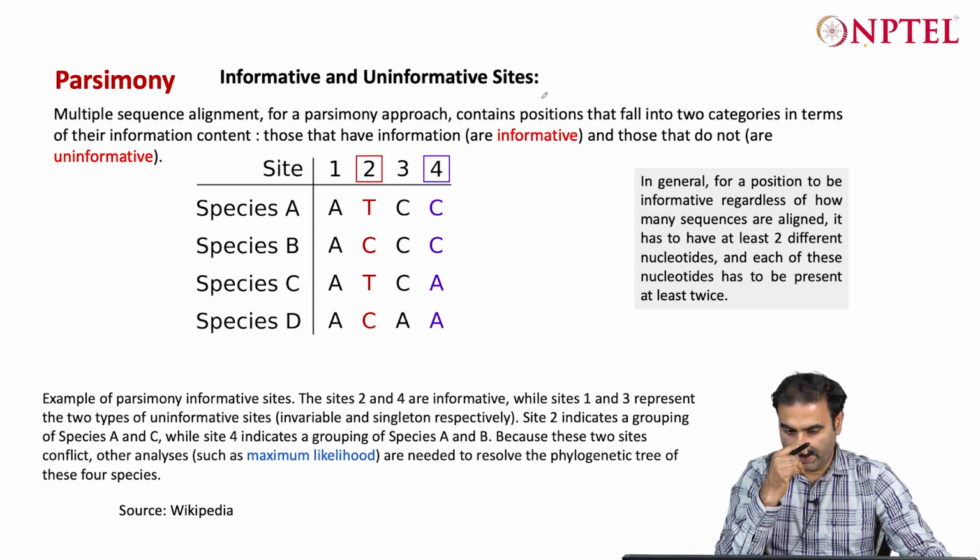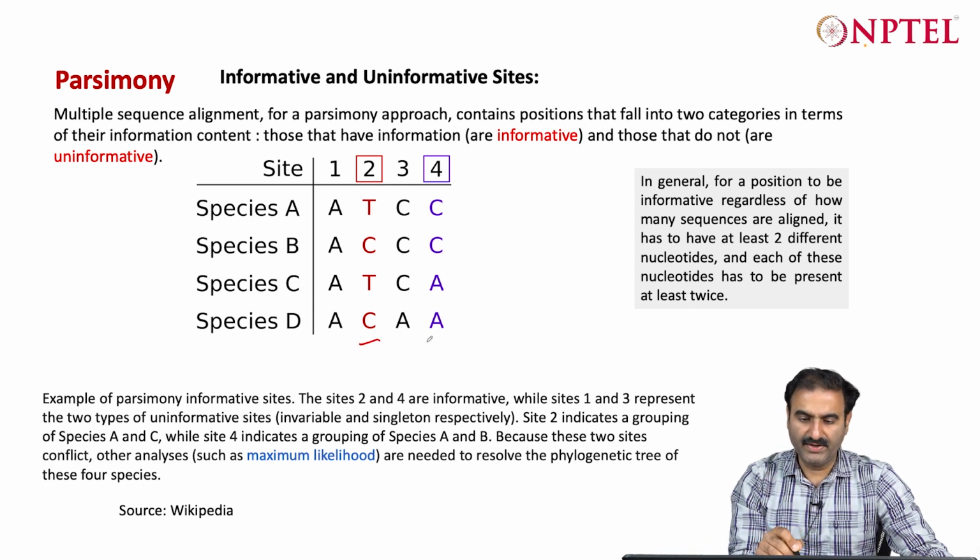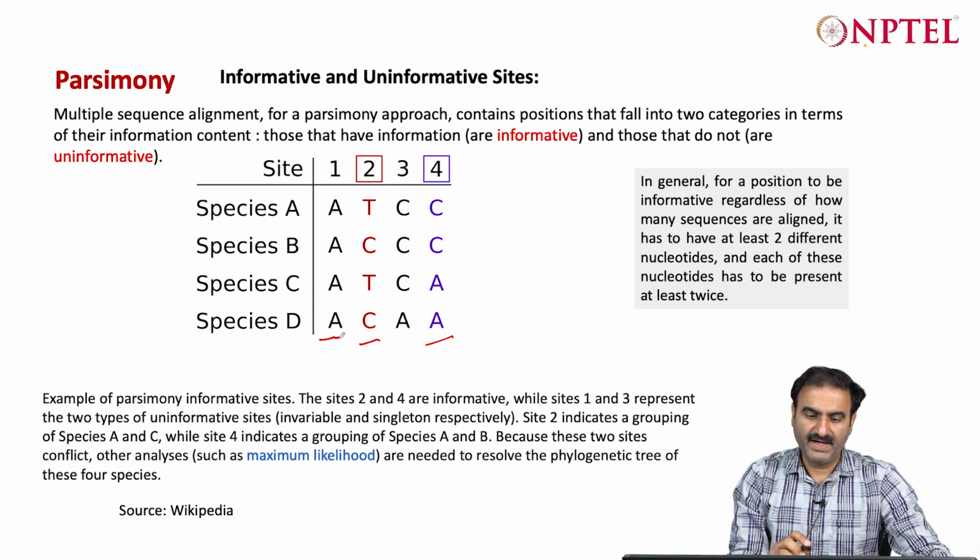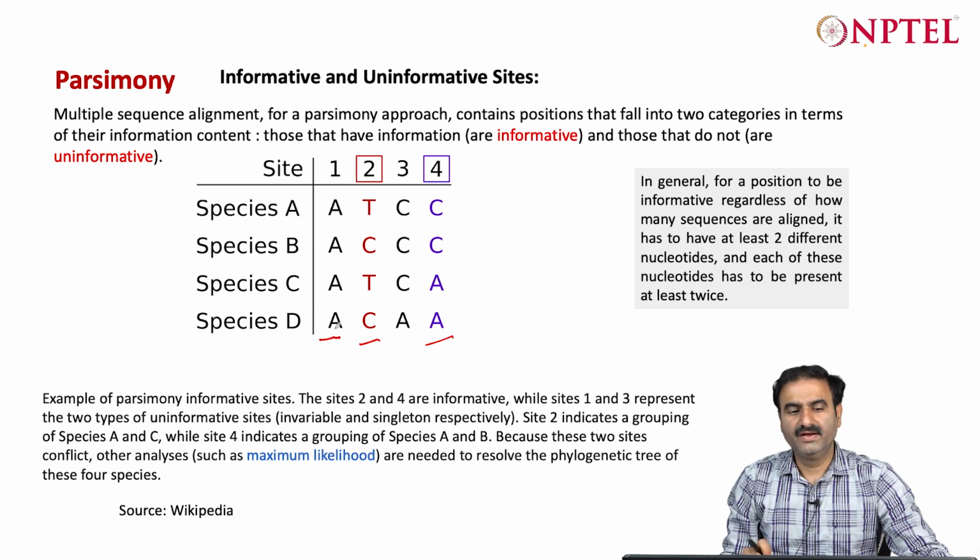In this case we can see only sites 2 and 4 are informative, whereas in position 1, in the different species A, B, C, D, it is all A. So it is a position or site which is not varying. That means it is not informative for the analysis under maximum parsimony.